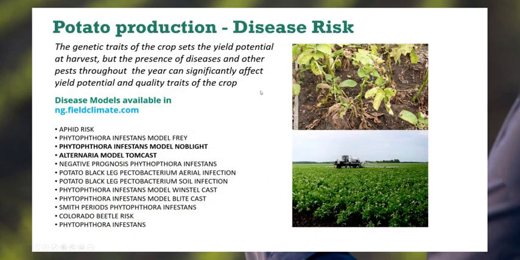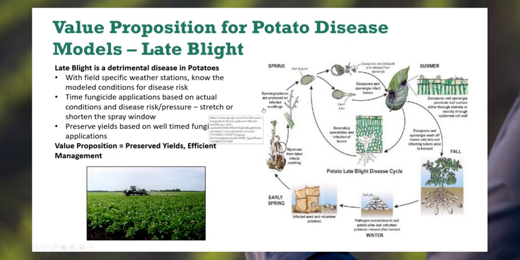So in the potato production system for FieldClimate, there's a whole host of models available to you for a variety of things, from aphids and Colorado potato beetles, to a lot on late blight and other diseases as well. Today we're talking about two very common models, the better known Tomcast model and a hybrid of that called the No Blight model. The value proposition for diseases in potatoes and the late blight models is very high because of the impact of this disease over the entire year and the effect it can have on storage as well, through secondary infections.